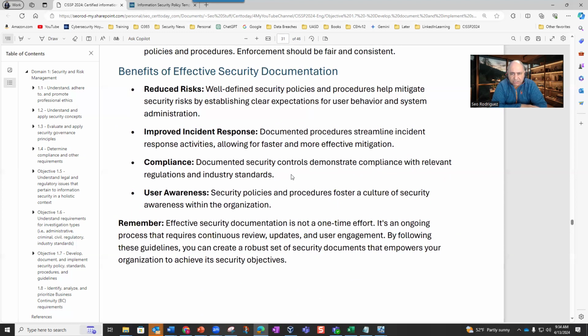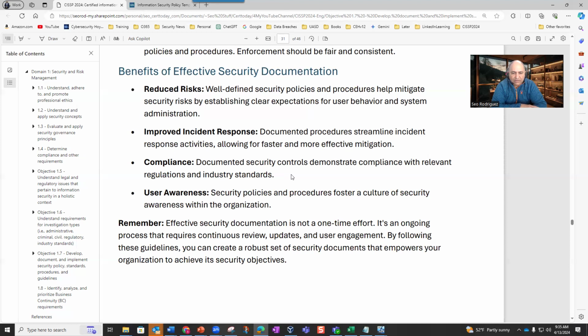Benefits of effective security documentation. Well-defined security policies and procedures help mitigate security risks by establishing clear expectations for user behavior and system administration. Documented procedures streamline incident response activities, allowing for faster and more effective mitigation. Documented security controls demonstrate compliance with relevant regulations and industry standards. And security policies and procedures foster a culture of security awareness within the organization.